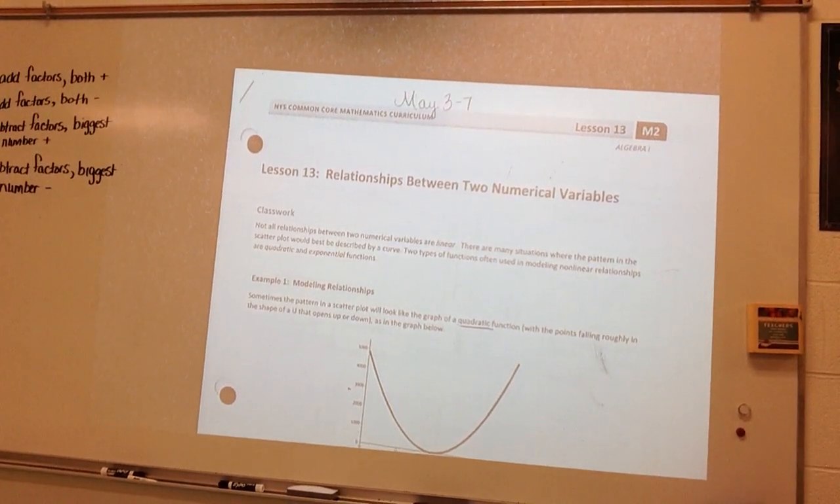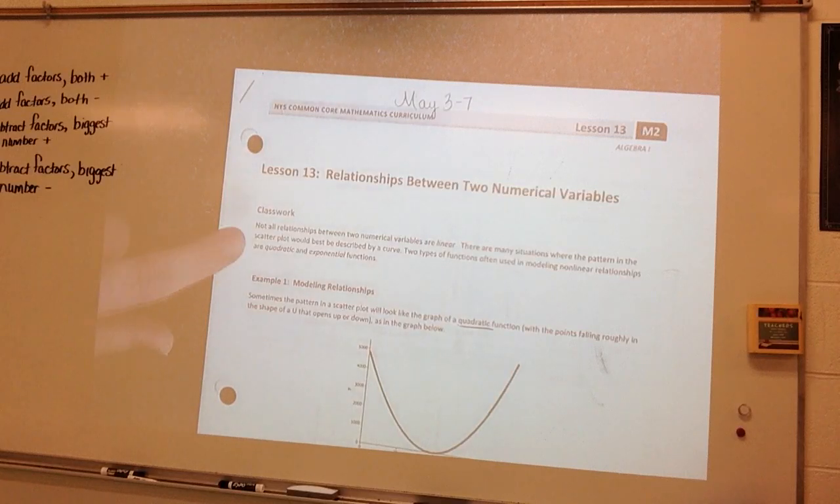All right, May 3rd through the 7th, Lesson 13, Relationships between two numerical variables. All right, today what we are going to do is look at how to talk about scatter plots and the relationship that we can see modeled by the linear equation and some by nonlinear equations.